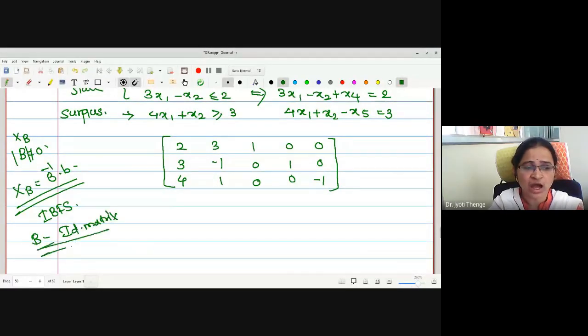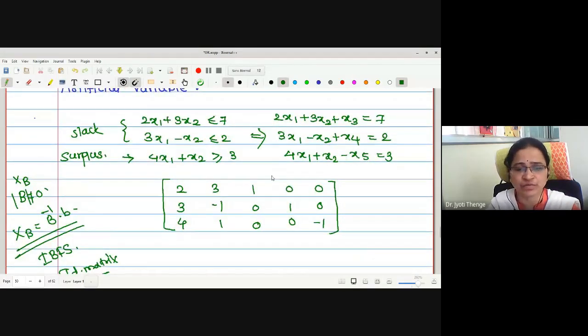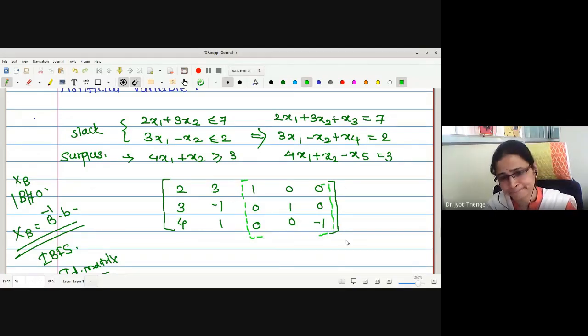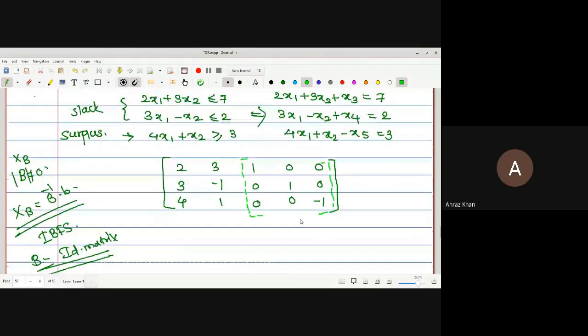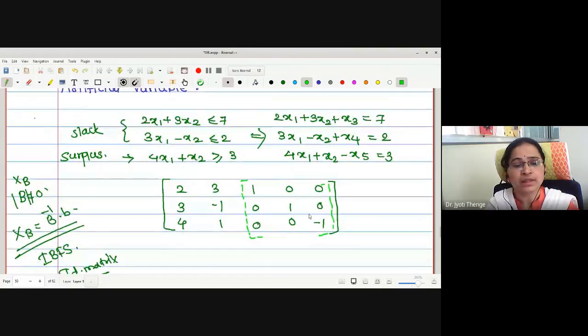Whenever we use a surplus variable in the system of equations, we are unable to get the identity matrix. Look at this, this is not going to form the identity matrix. Which column is missing? The third column is missing. There is no doubt we have the first column of the identity matrix and the second column of the identity matrix, but the third column of the identity matrix is missing.